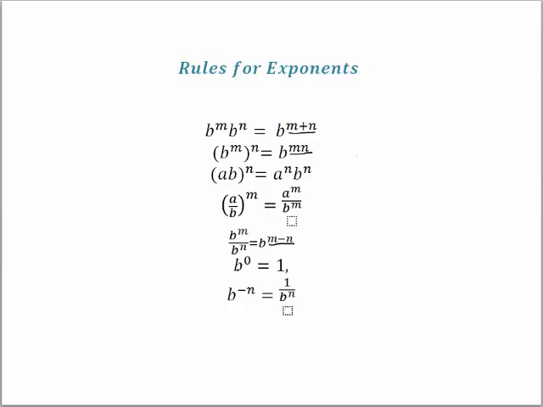Okay? Anything raised to the 0 exponent is always 1. Now what about if we raise it to a negative exponent? When we raise a variable to a negative exponent, that exponent becomes positive in the denominator. So in other words, we flip this into the denominator. And we'll be talking about that. Okay, let's go on.